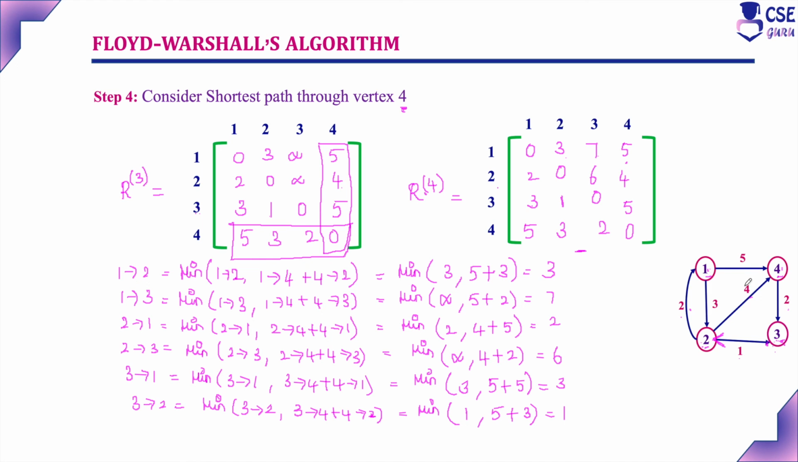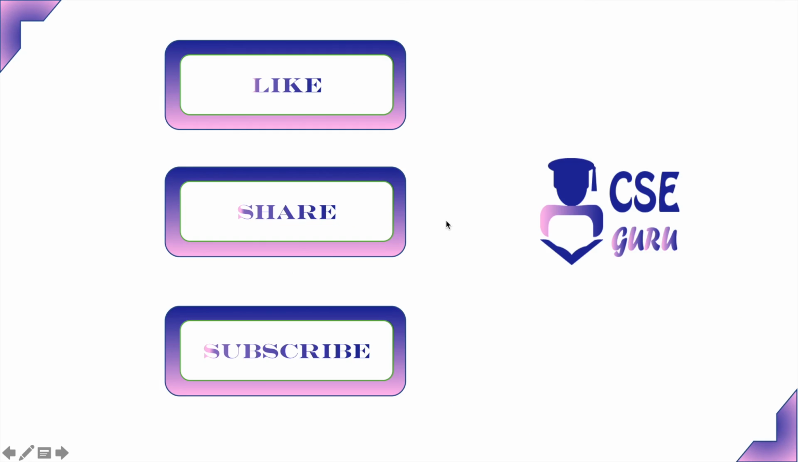So the common name for Floyd's algorithm is the all-pairs shortest path problem. And this is the procedure to implement Floyd's algorithm. In the next session, we are going to discuss the time complexity to implement Floyd's algorithm.